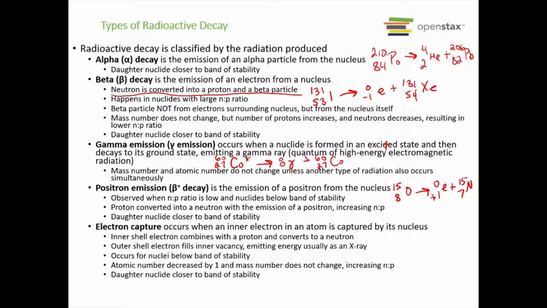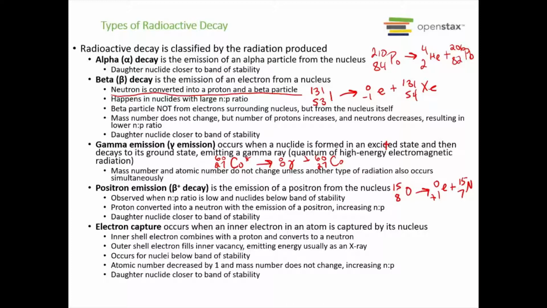And then we have electron capture, and this occurs when an inner electron in an atom, one of the electrons closer to your nucleus, is captured by the nucleus. It combines with a proton and converts into a neutron. But now the inner shell has a vacant spot for an electron, so one of your outer shell electrons comes down and fills that inner vacancy, emitting energy in the form of light. Usually it's an X-ray.